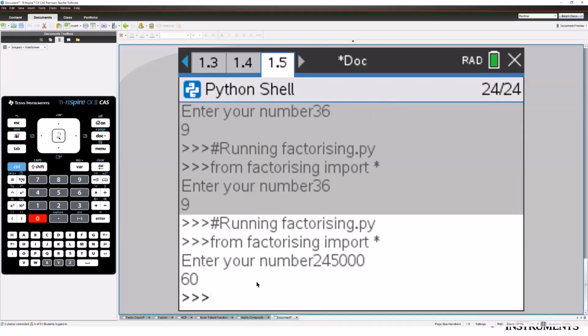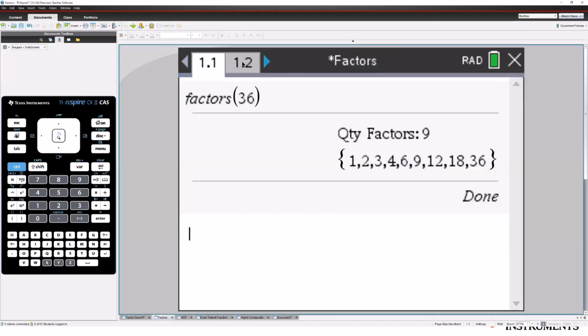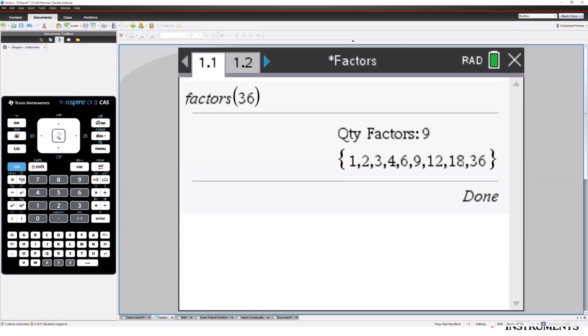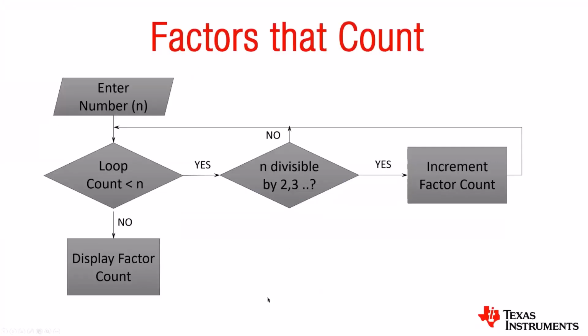The frustrating part with the square root, and I'll show you what it looks like over here, is that you then need to do this checking thing. If it's a square root, then add 1 to the number of factors. This one actually generates all the factors as well. So when I run this one, you can actually see it prints them out. So you can make it a bit more fancy if you wish. Good way to check to make sure your program's actually working. So that's the pseudocode and some actual code.